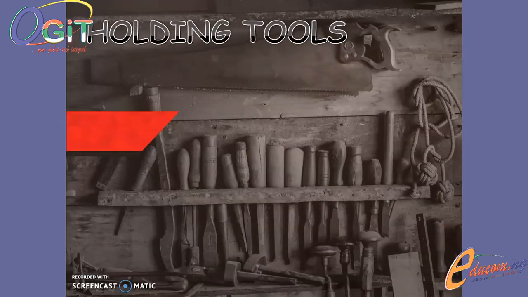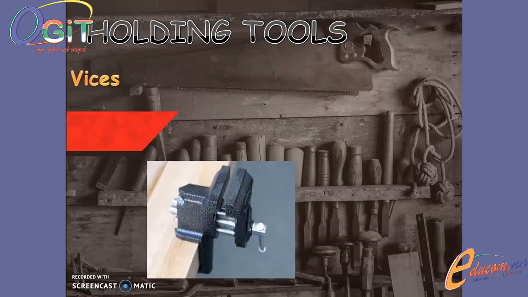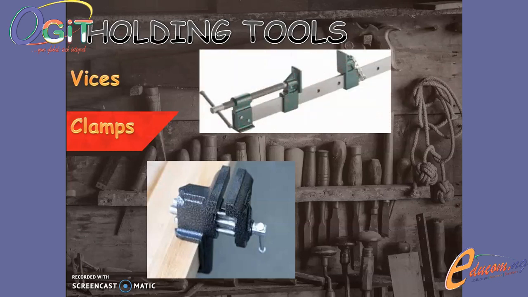The next tool we'll be talking about are the holding tools. The holding tools, from the name, are used to hold things together. They include vices. This is an example of a vice, which is called the workbench vice. Also, we have the clamps. Clamps come in different shapes and in different types. This is a sash clamp and it is used to hold wood tightly together when assembling or gluing.